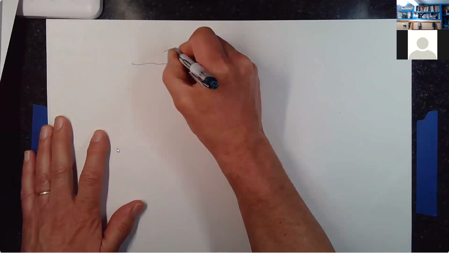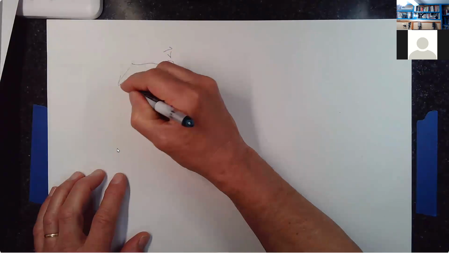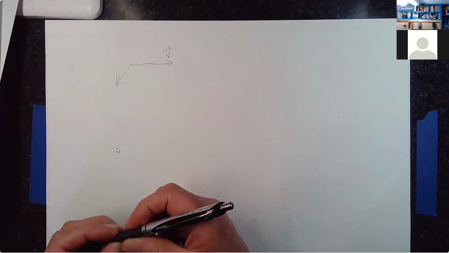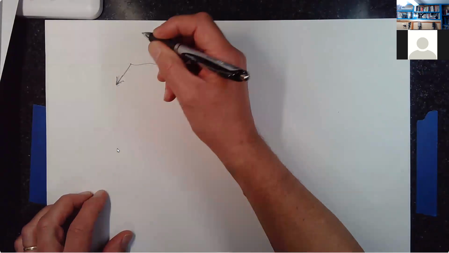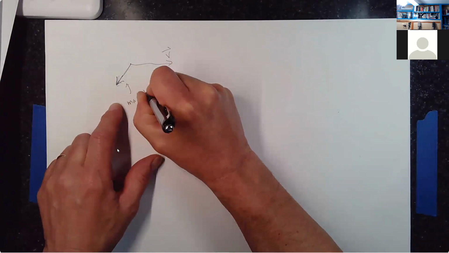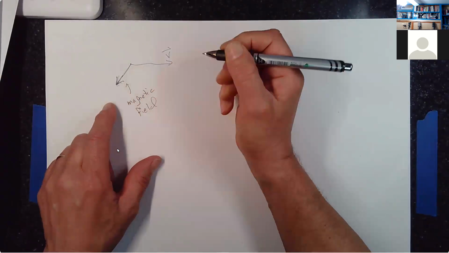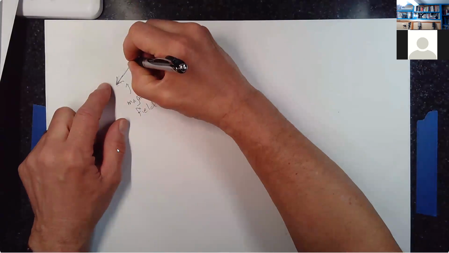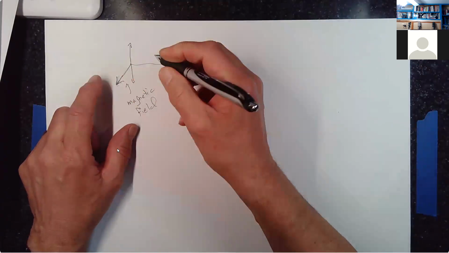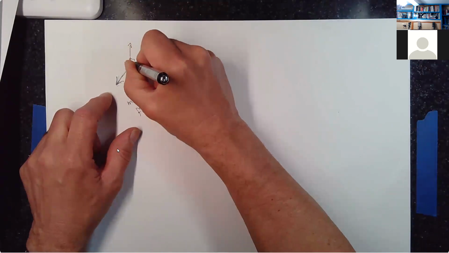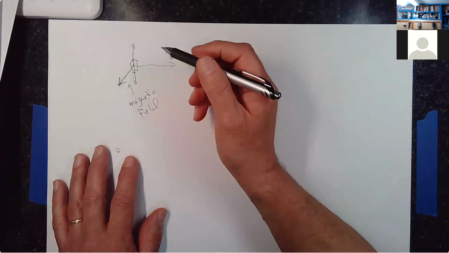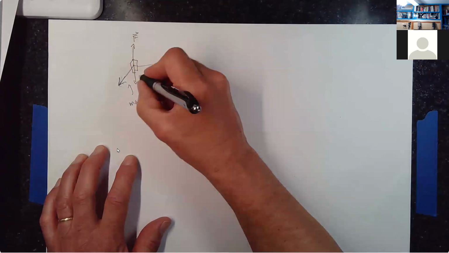If this is the velocity of the electron, and let's just suppose that this isn't a very good pen anymore. I think that's supposed to be heavy enough. Anyway, if this is the direction of the magnetic field, then what we'll end up with is that the force will either be up in this direction or down in that direction, and the force ends up being perpendicular to both the velocity and the magnetic field.